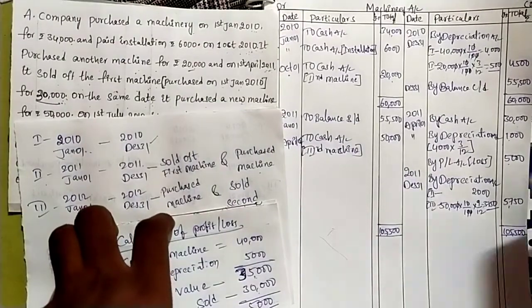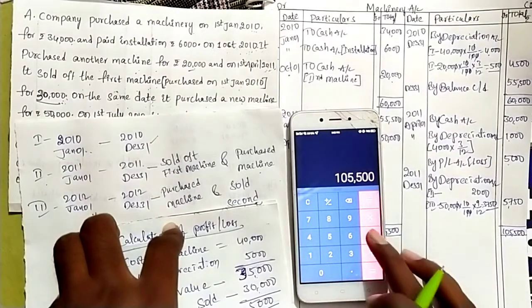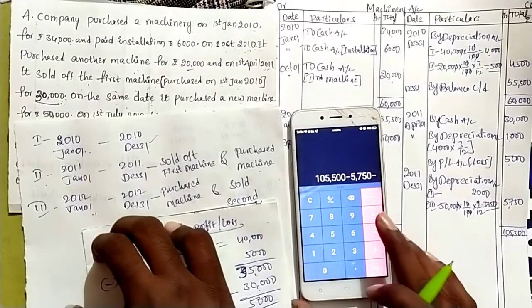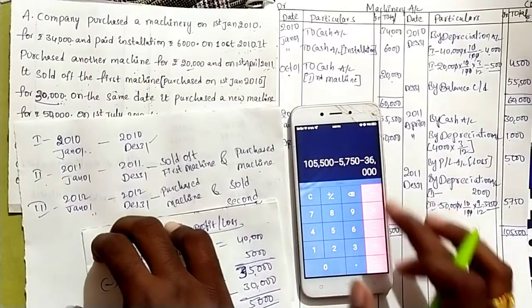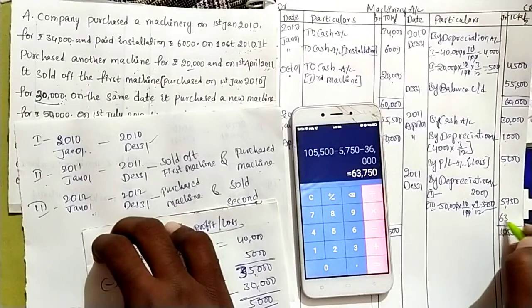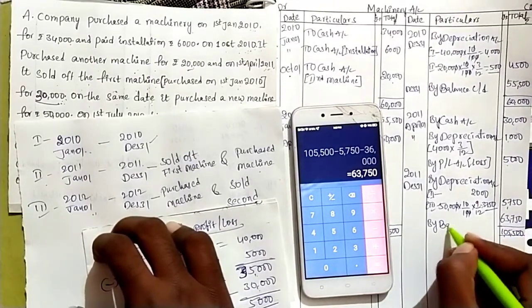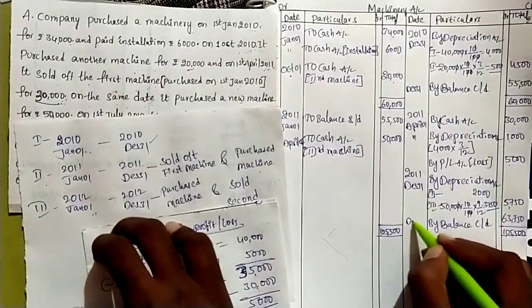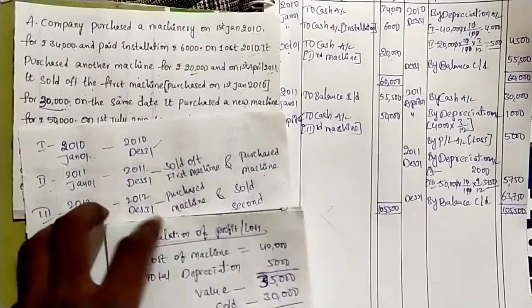1,05,500. Okay, 1,05,500 minus 5,750. Next, minus 5 plus 6, next 36. See this, 36,000. 63,750 rupees balance. Okay, this is the by balance carried down, December 31st. This balance is forwarded to the third year.